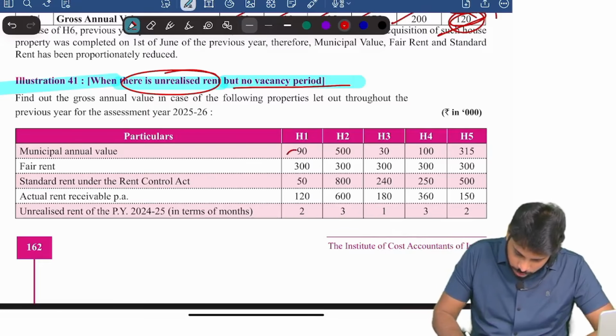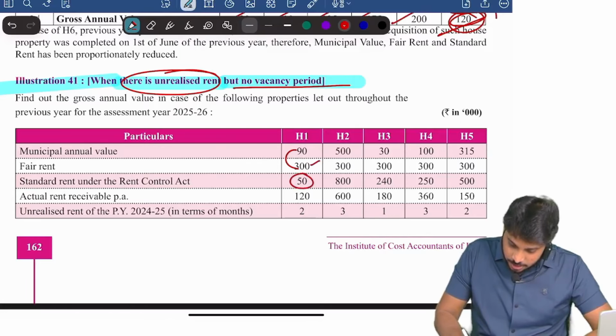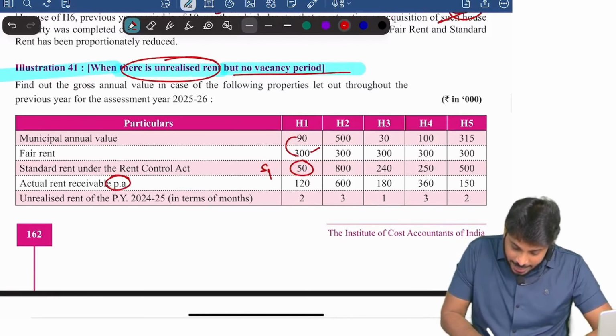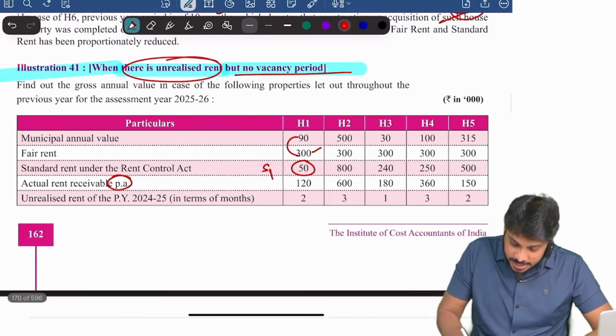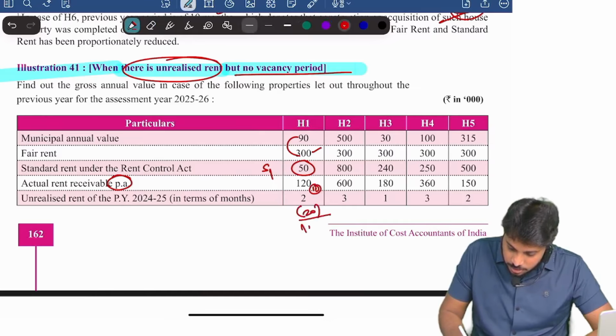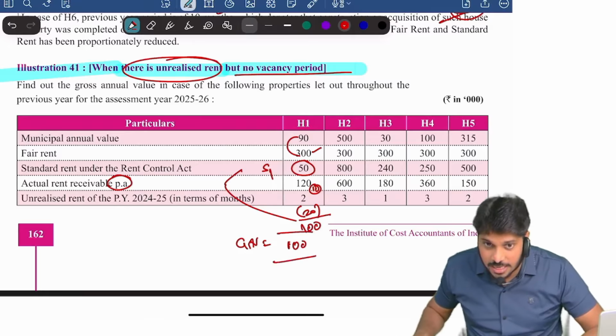Municipal value or fair rent, whichever is higher. Okay, fair rent. Okay, but rent control act. So step number 1 answer is 50. Actual rent receivable per annum is 120 minus unrealized rent 2 months means 20, correct? So monthly rent is 10, correct? So unrealized rent 20 is equal to 100. Step 1 or step 2, whichever is higher, gross annual value is 100. So first question answer is 100, correct?